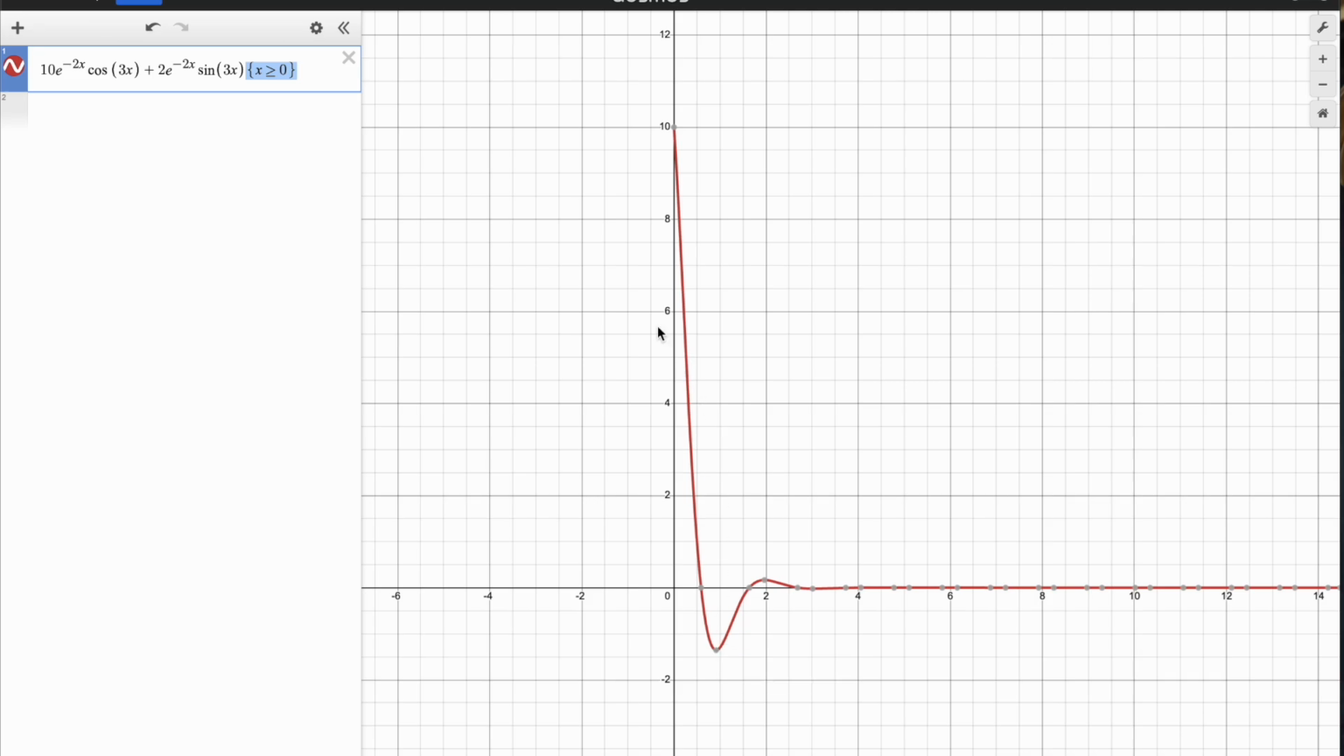The low point here, this is like the overshoot past 0, and then we go up and we overshoot again, and then after that overshoot, it settles pretty quickly down towards 0. So that's a pretty cool looking graph. Nice.